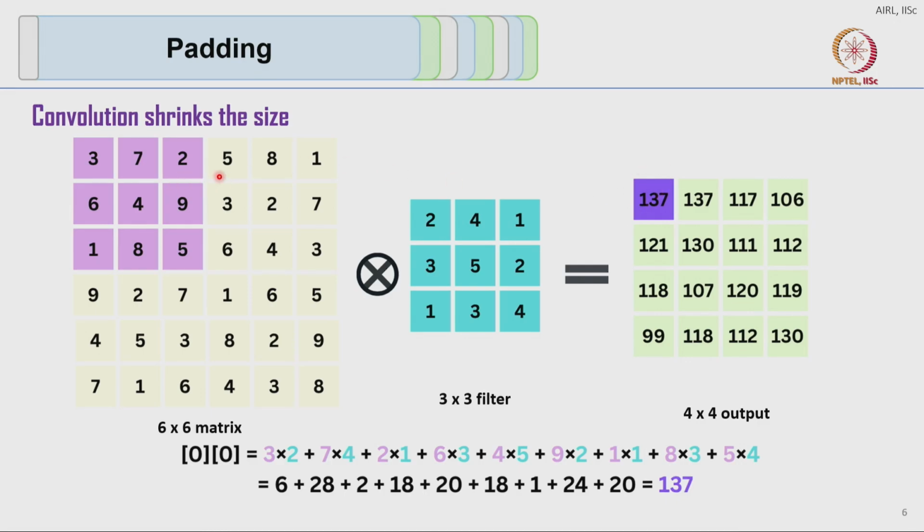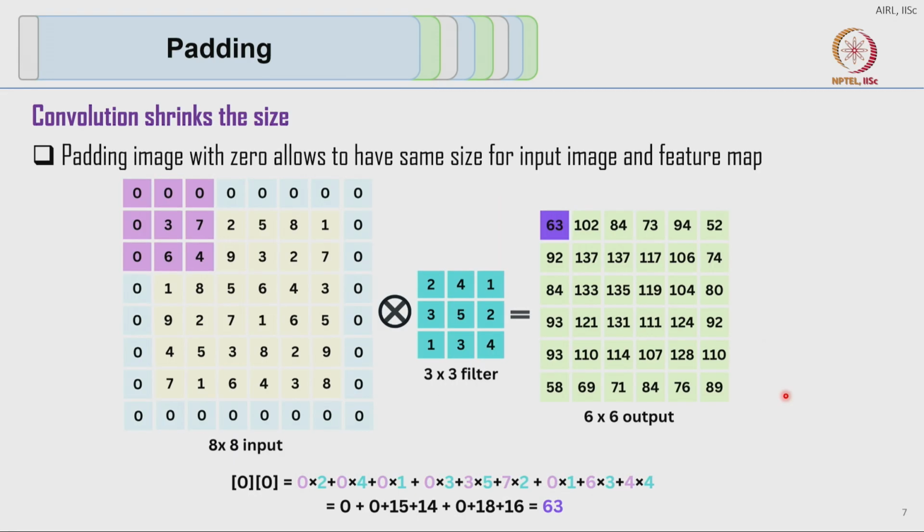I slide the patch and do the operation again. Slide it further. Finally, I get the activation map. The size of the activation map is 4x4. I have taken a 6x6 matrix and reduced it to 4x4. That's what I meant by convolution shrinking the size, right? Now I don't want the size to be reduced. What should I do? There is something called padding.